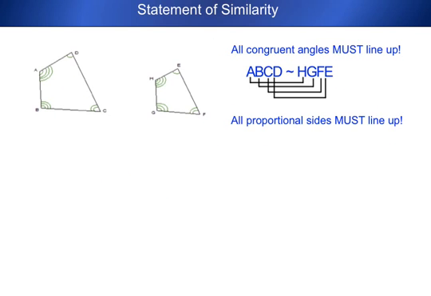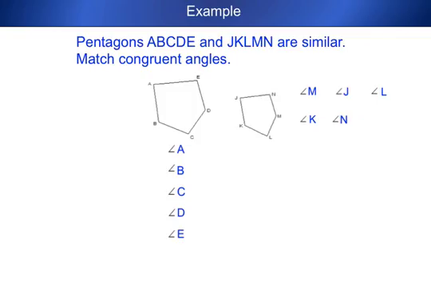So I had this right on the other page. We are just lining up our angles. The symbol that's in the middle here just means similar. And I know that all the proportional sides line up as well. So here's an example. I'm given a similarity statement with two pentagons, and I want to match the congruent angles. It looks like angle A is congruent to angle J, but what is really important is that I look at the similarity statement. Again, it tells me everything I need to know.